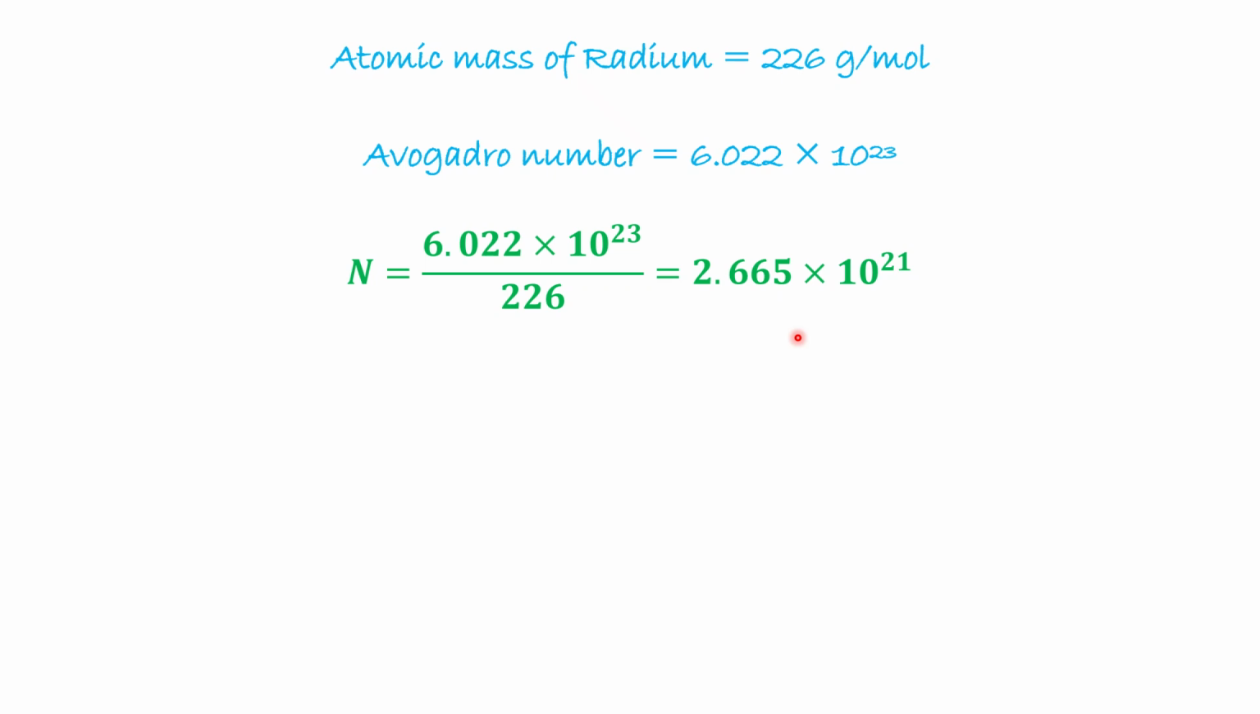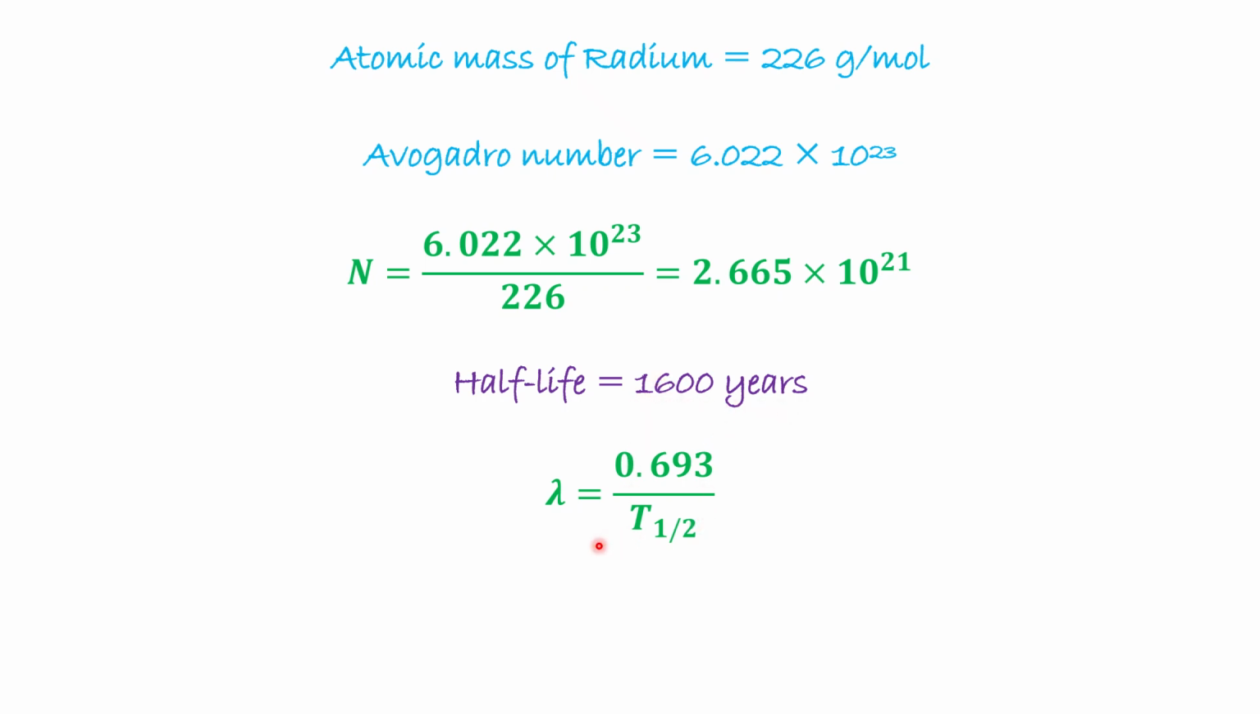Next, we need to know how fast these atoms decay. The half-life of radium is about 1600 years. Now we find the decay constant, that is lambda. So lambda is equal to 0.693, this is the value of log 2, divided by T half. T half means the half-life. The half-life of radium is about 1600 years.